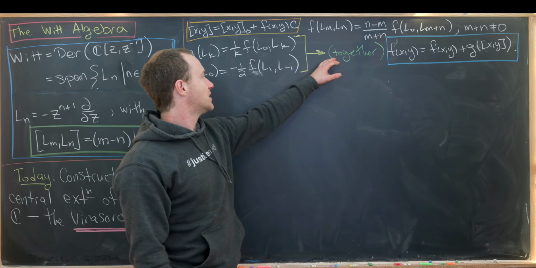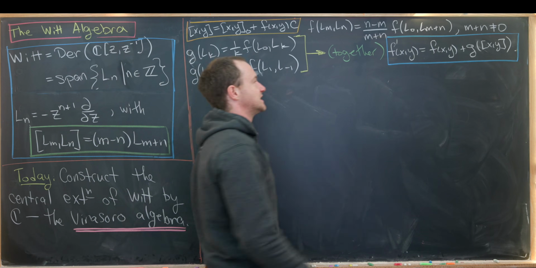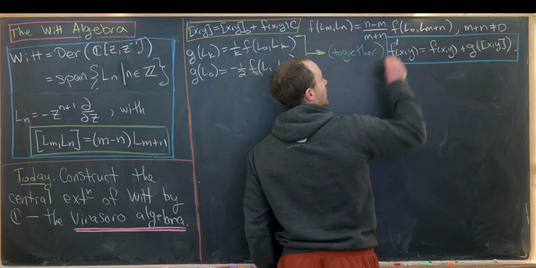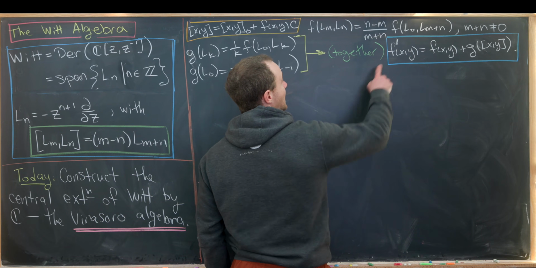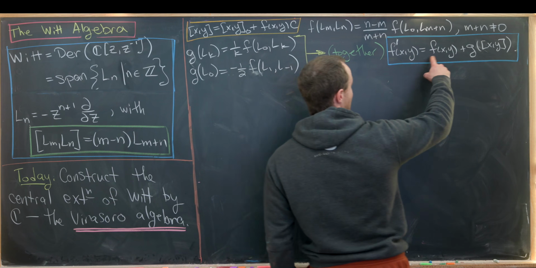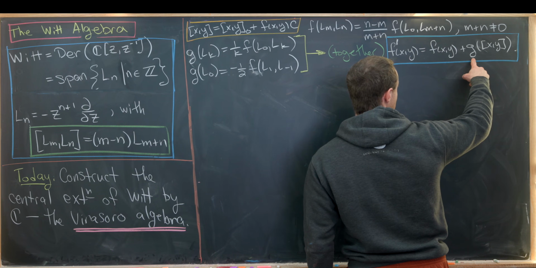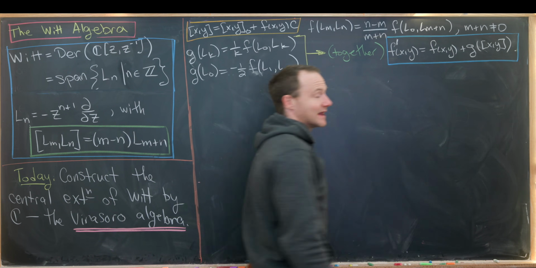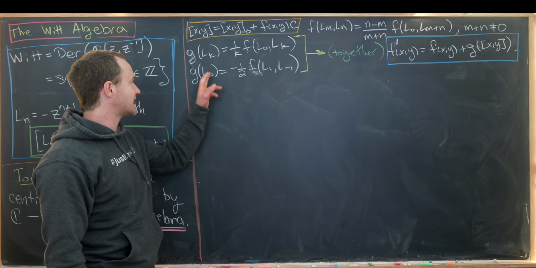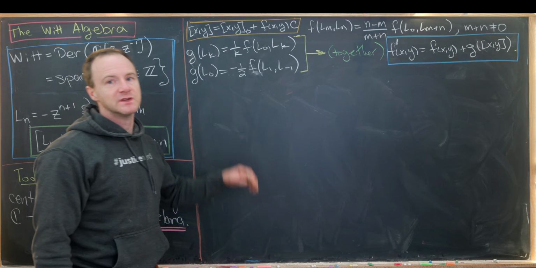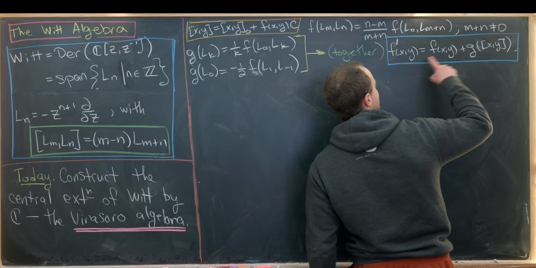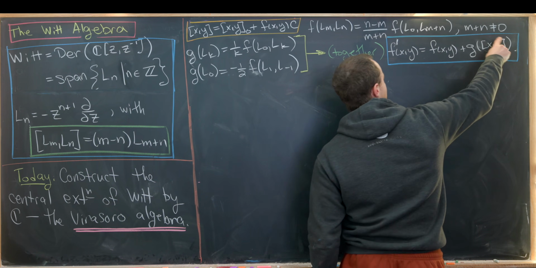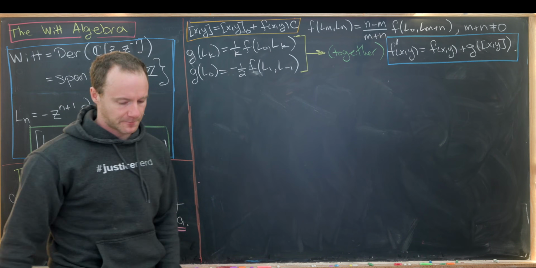And then we can put these two functions together to define a new function, which I'll call f prime. And f prime evaluated at x, y is f of x, y plus g of the bracket of x, y. So notice that g only has a single input. So that's how you make sure that both of these vectors are influencing this input over here.